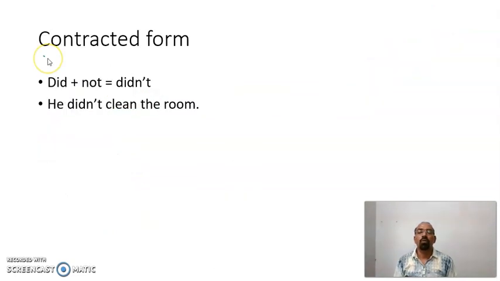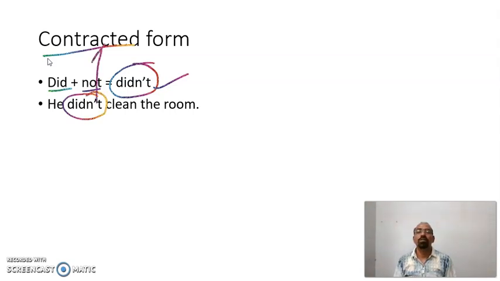Now let us move on. Contracted form. What is the contracted form? Did plus not is written as didn't. Look at the sentence. He didn't clean the room. This is the contracted form. A native speaker never says he did not clean the room. They say he didn't clean the room. That is the contracted form.